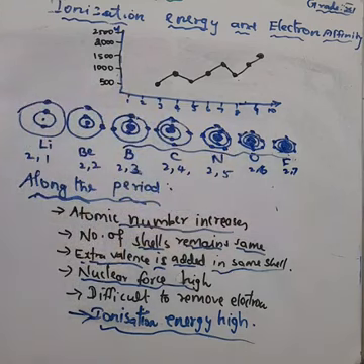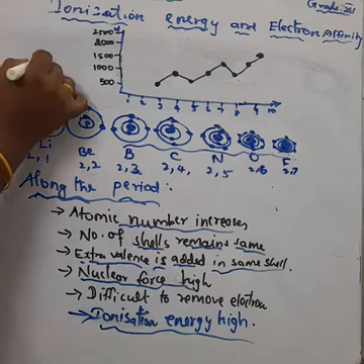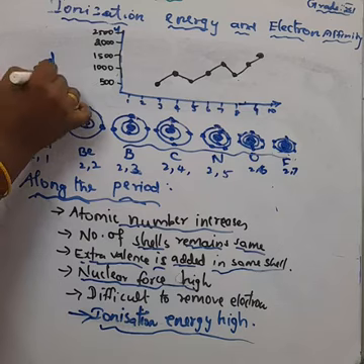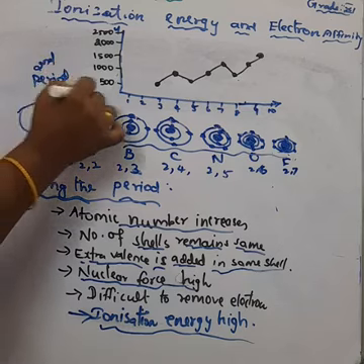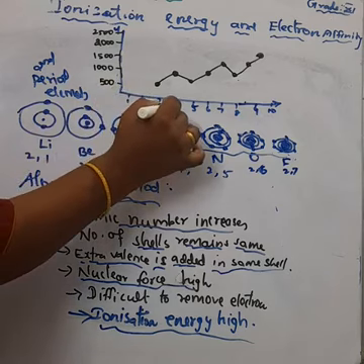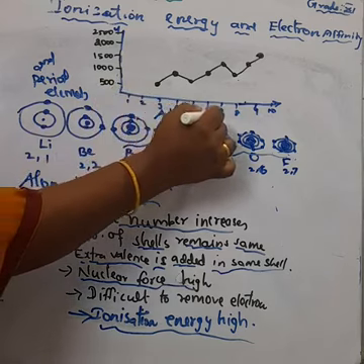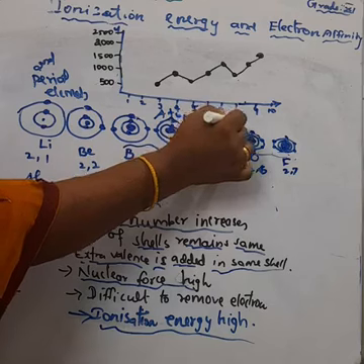Understood? Let us consider the variation in ionization energy of the second period elements. Now we are going to consider a graph I plotted from the atomic number and ionization energy. Atomic number I took on the x-axis and ionization energy on the y-axis.